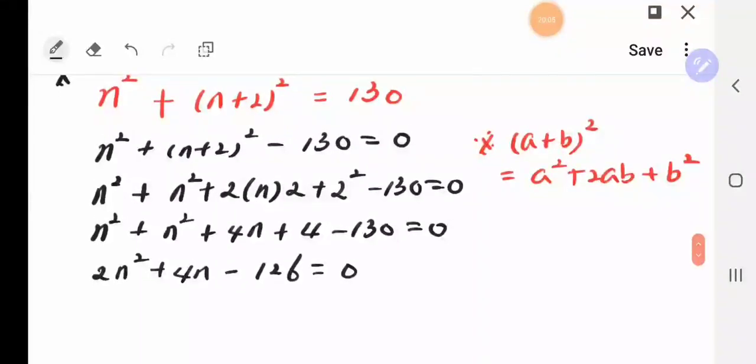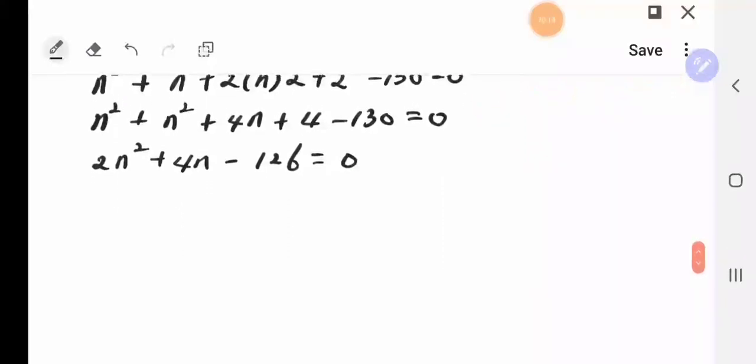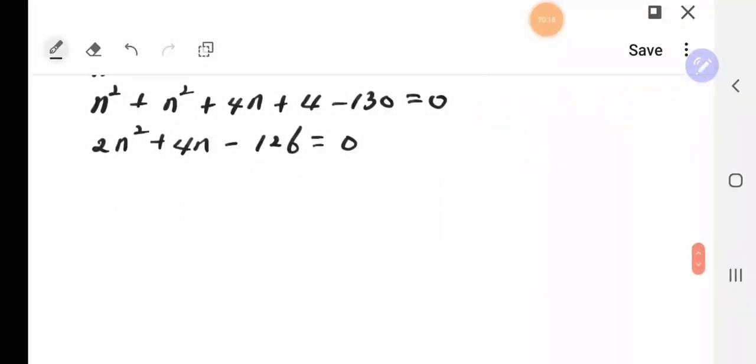Okay, now we just simply rewrote the equation, and the left side of the equation is simplified. So we have a trinomial on the left hand side of the equation. And then let's factor this equation. This trinomial has a common factor, which is 2. So factor out 2, then n squared plus 2n minus 63 is equal to 0.